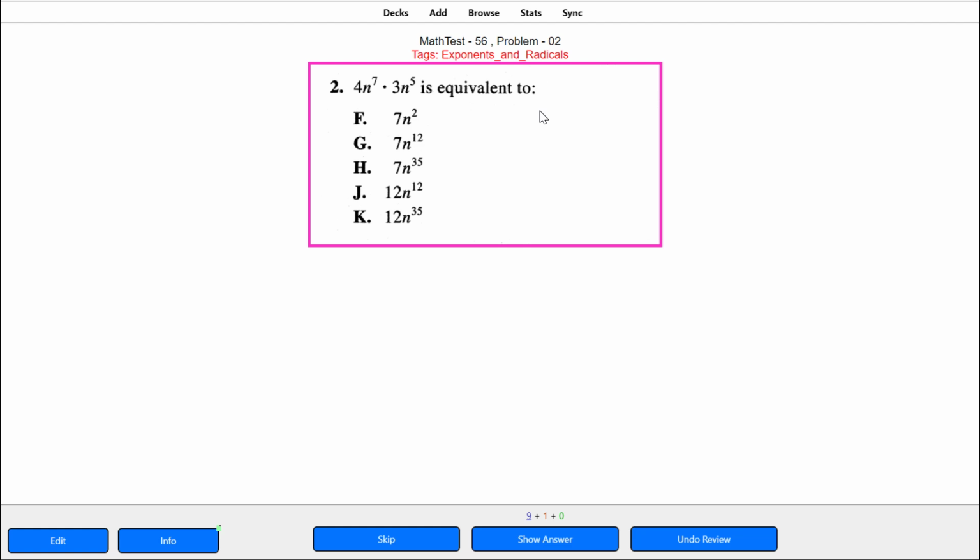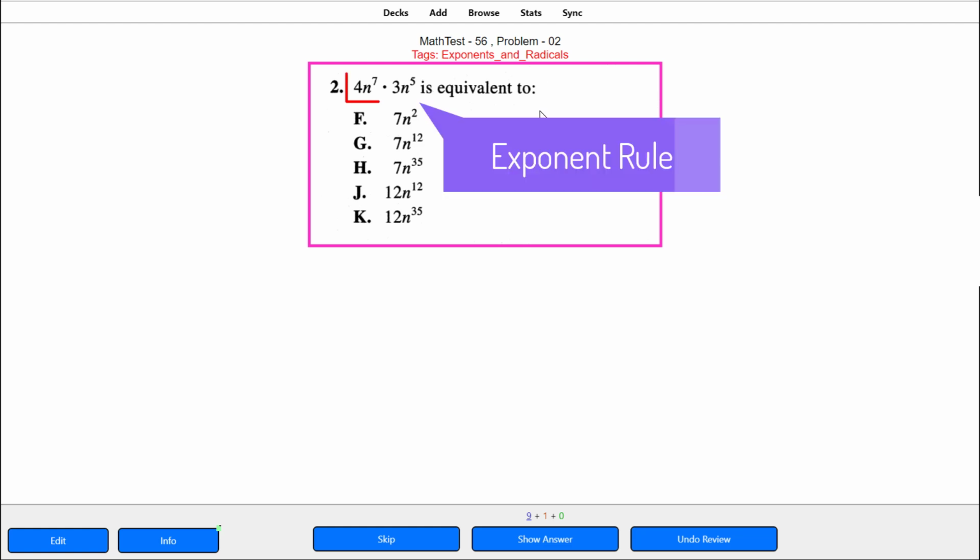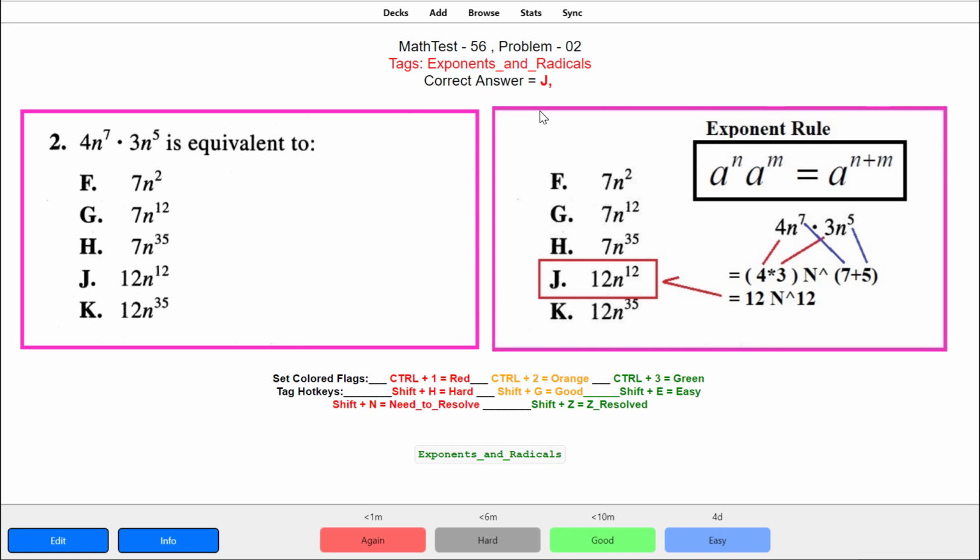Okay, problem number 2 is testing to see if we know our exponent rules. It's very common that we'll see this problem on every test. If we multiply n to the 7 times n to the 5, we get n to the 7 plus 5 power. 4 times 3 is equal to 12, so our answer will be 12 n to the 12th power, answer J.